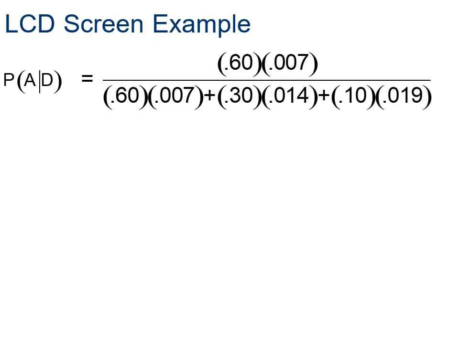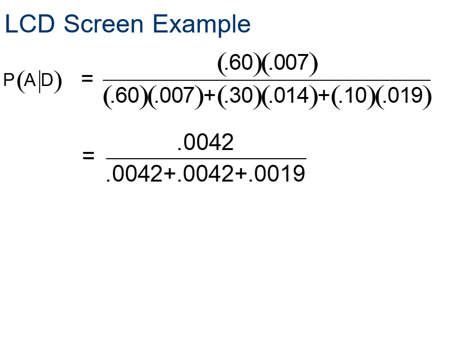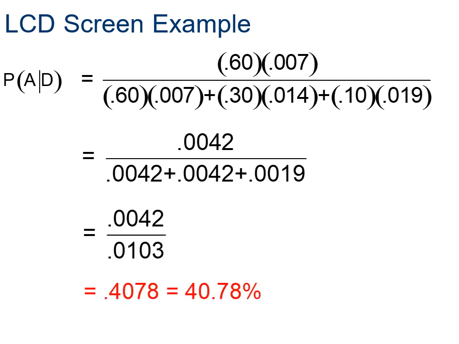So plugging in those numbers, again, I just wrote them down. 0.6 times 0.007, remember I corrected myself, over 0.6 times 0.007, plus 0.3 times 0.014, and then plus 0.10 times 0.019. All right, we do the math, and we get 0.4078 or 40.78%. So what that means is, given that we know a screen is defective, there's a 40% chance it came from A.